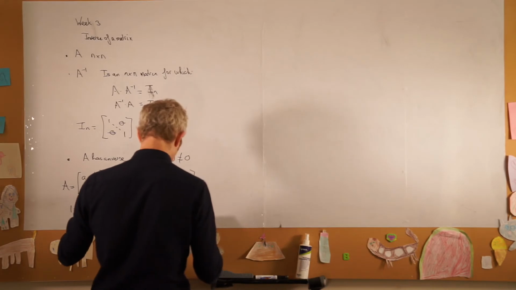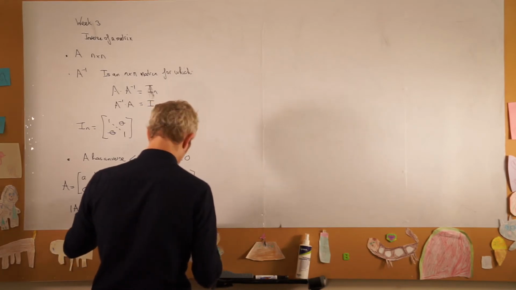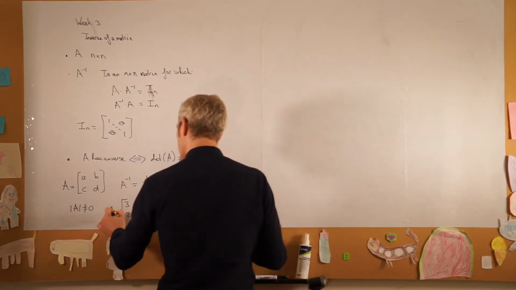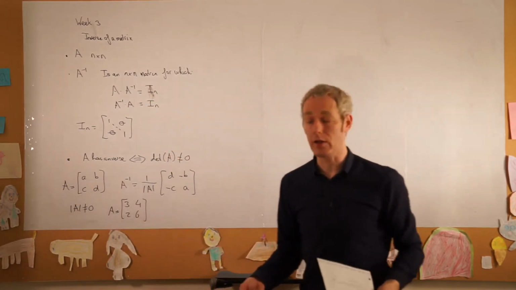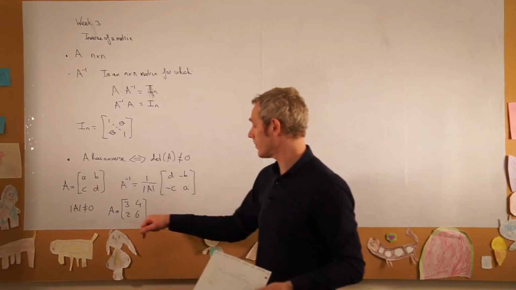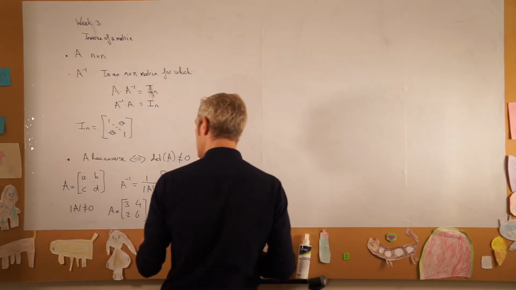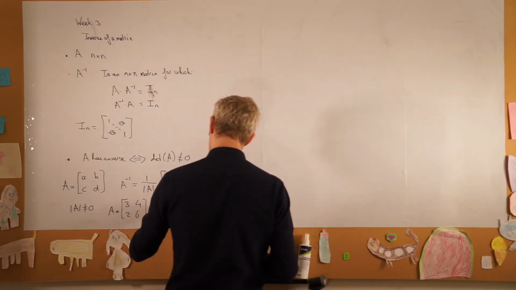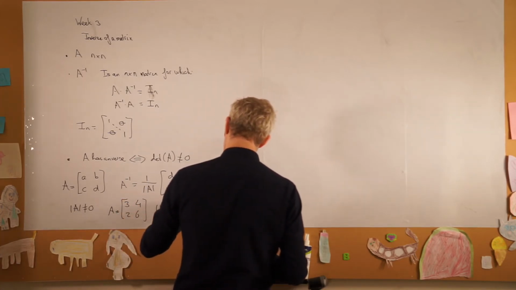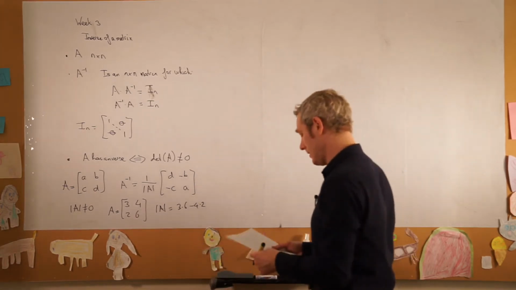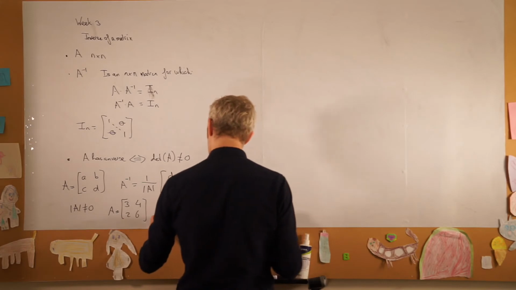So if we have an example, 3, 4, 2, 6, so this is our matrix A. Well, can we calculate its inverse? Let's determine its determinant first. The determinant of A is equal to 3 times 6 minus 4 times 2. So that is 18 minus 8, which is equal to 10.